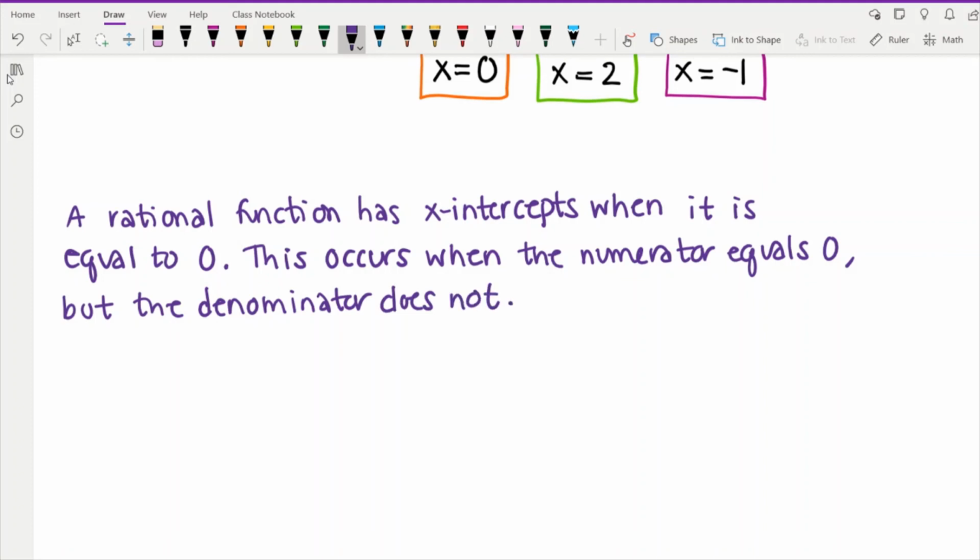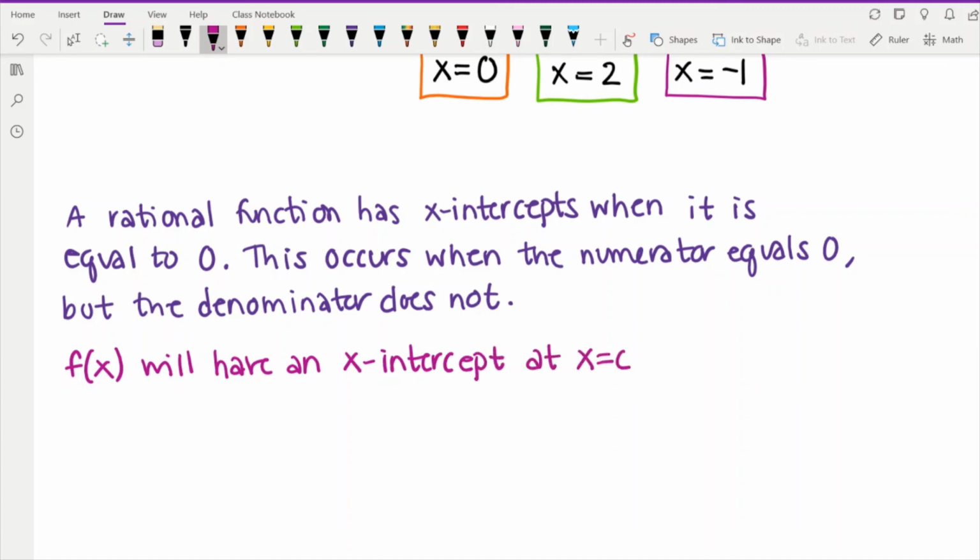And maybe just to rephrase that another way, more similar to the language above, is that the function f of x, your rational function, will have an x-intercept at x is equal to c if c is a zero of the numerator only.